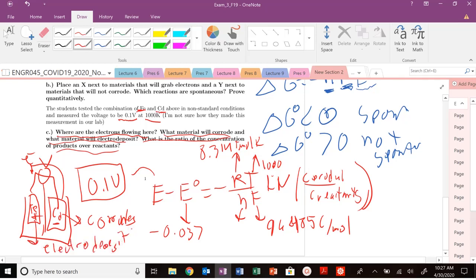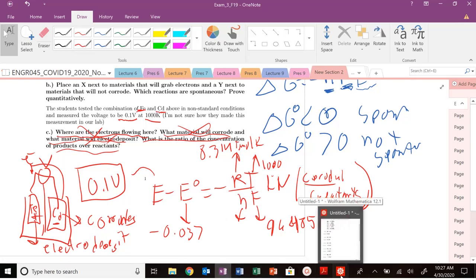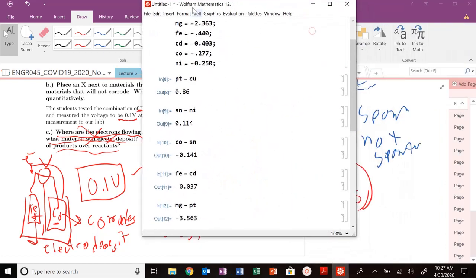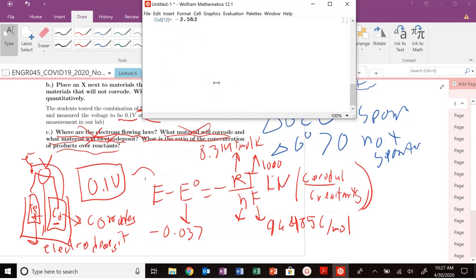So we've answered what's going to corrode and what's going to electrodeposit. Now we just need to solve for the ratio of the concentration of products over reactants. Well, that's a trivial solution at this point, right? Because we have essentially our equation right there. So I'm going to increase this, and set E naught FeCd as a variable.